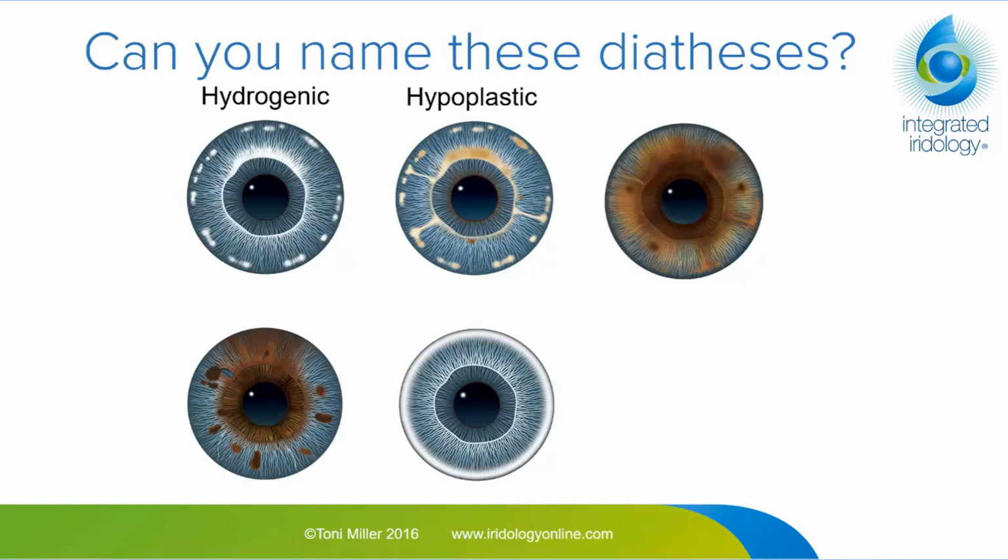What do you call the diathesis top right? Did you say dyscratic? And what are the identifying features belonging to the dyscratic? You should have said multiple pigmentation layers, lymphatic cords, and perhaps a central heterochromia.